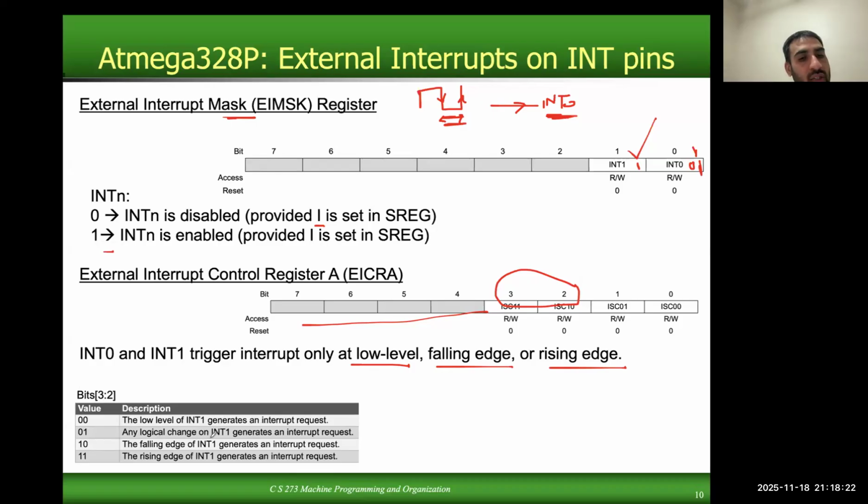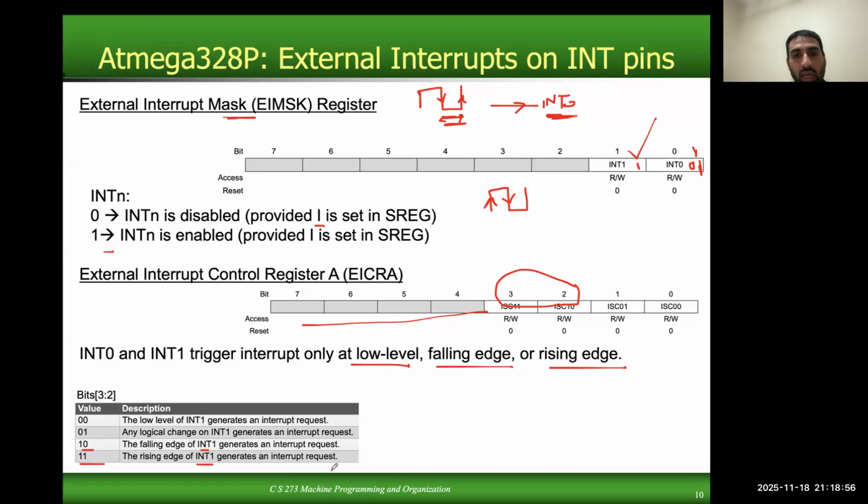With 0 1, any logical change on INT1 generates an interrupt request, which means that whenever you have a change, both falling edge and rising edge, an interrupt will be raised. A value of 1 0 means that the falling edge of INT1 will generate an interrupt request, and 1 1 means that the rising edge of INT1 will generate an interrupt request.